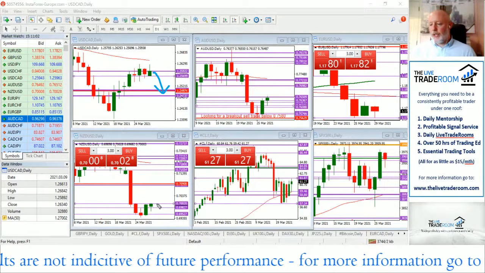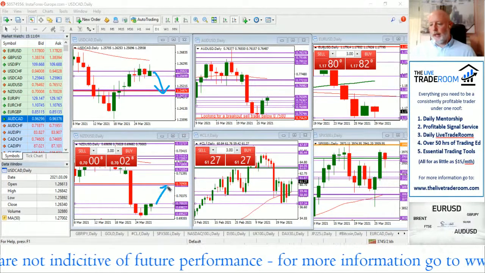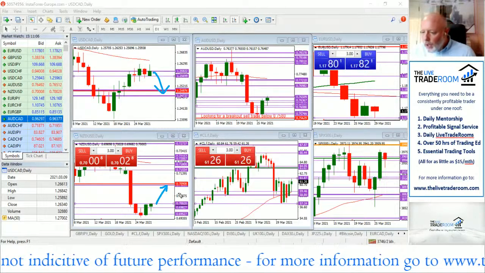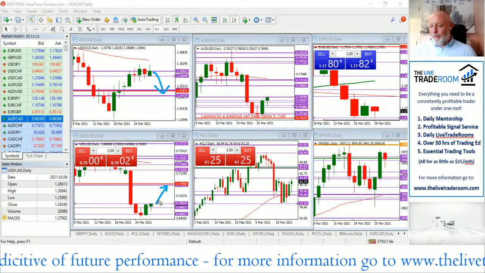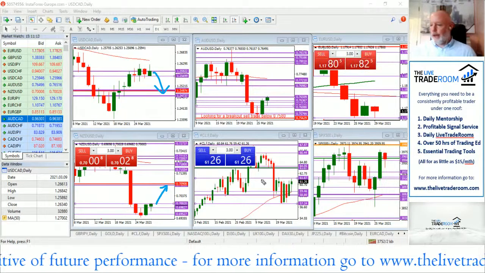Same situation, New Zealand dollar, just to the upside at the 17.90 level. So there's a little bit more upside in the New Zealand dollar trade.